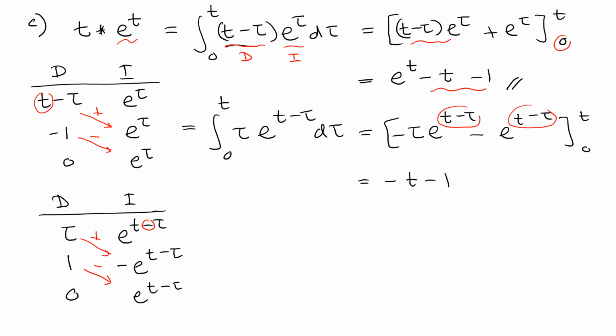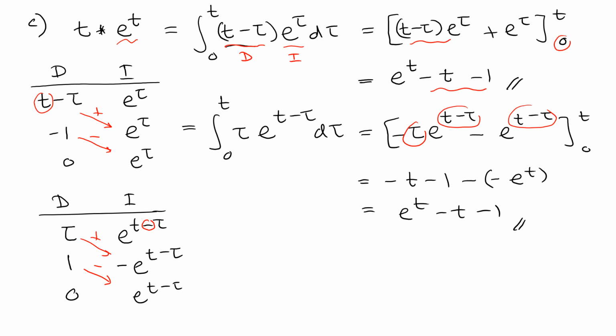And then when you plug in 0, it's a negative. And when you plug in 0, you can see the first term is 0 because of the tau. So you get a negative e to the t from the next one, because tau equals 0. And then you can see this again simplifies to the same thing, e to the t minus t minus 1.